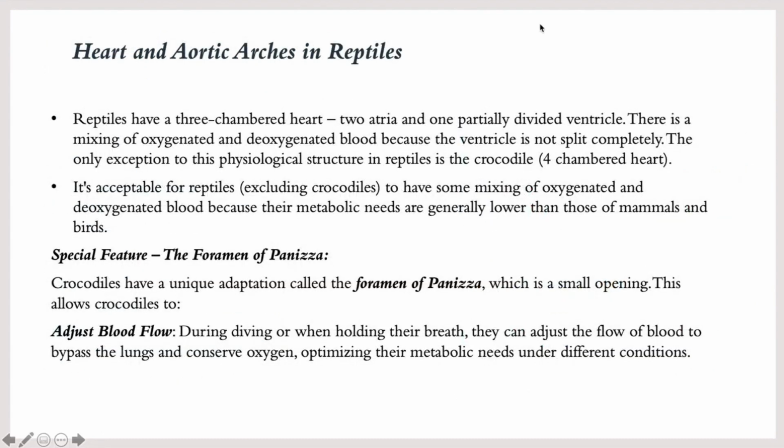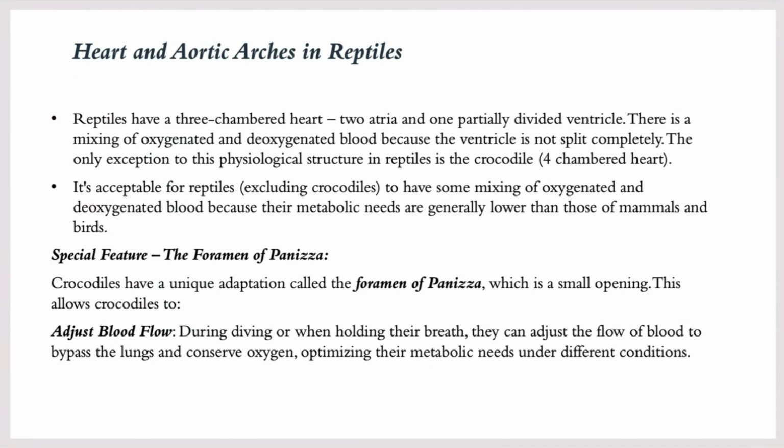Okay, so what changed with the reptiles? The reptiles still have a 3-chambered heart where they have 2 atria and 1 partially divided ventricle. There is still a mixing of the oxygenated and deoxygenated blood because the ventricle is not split completely. But crocodiles have a 4-chambered heart, and this is normal for them. So it's acceptable for reptiles, except for crocodiles, to have some mixing of the oxygenated and deoxygenated blood because their metabolic needs are lower than mammals and birds.